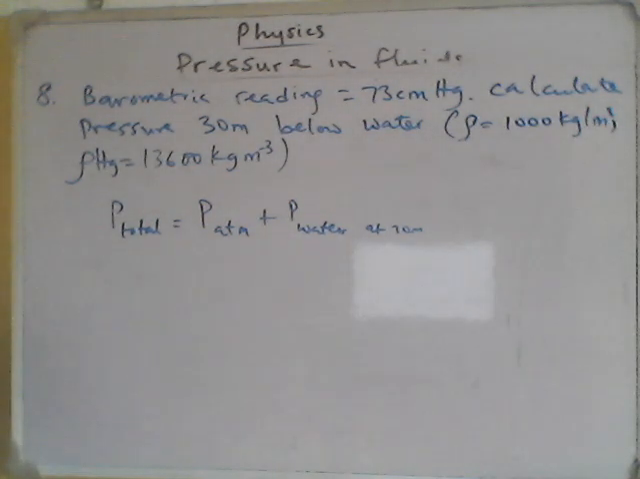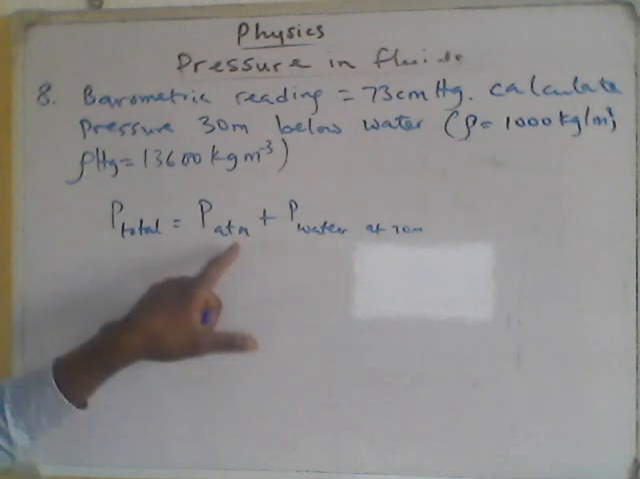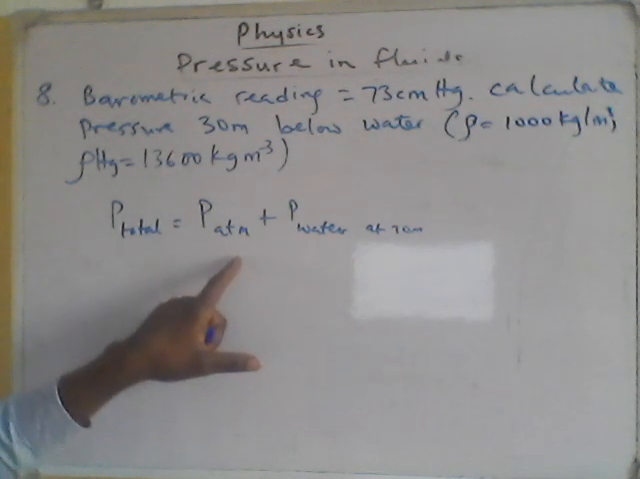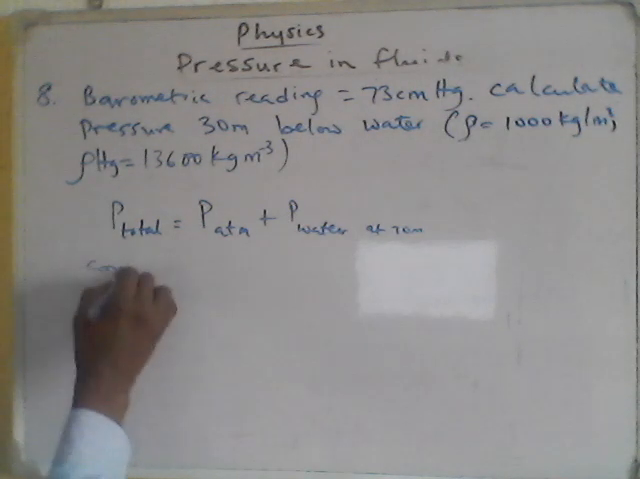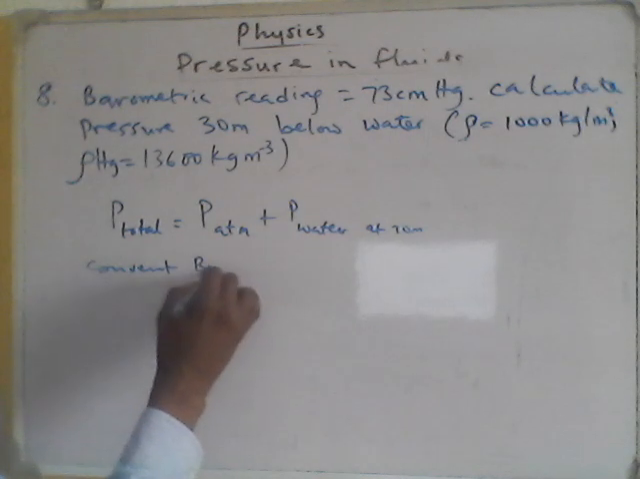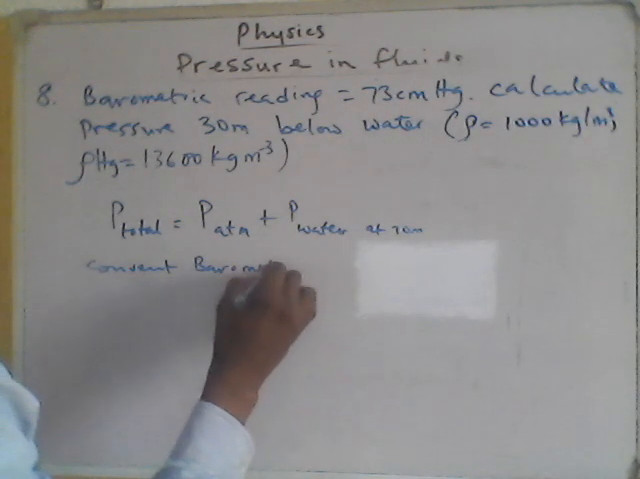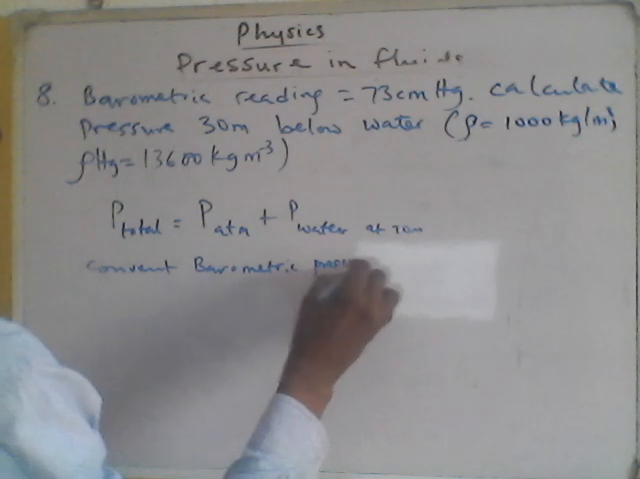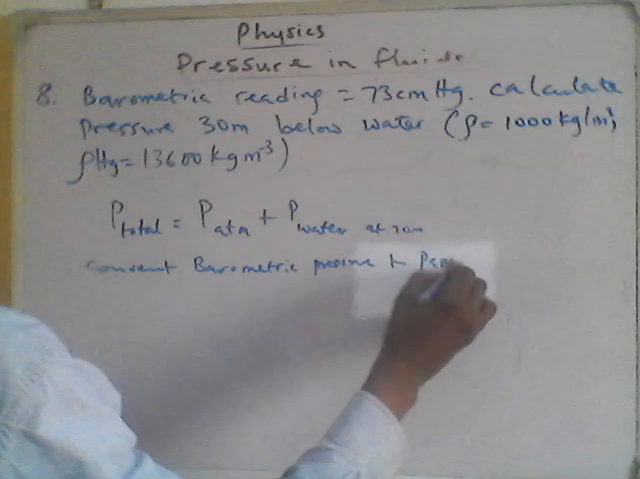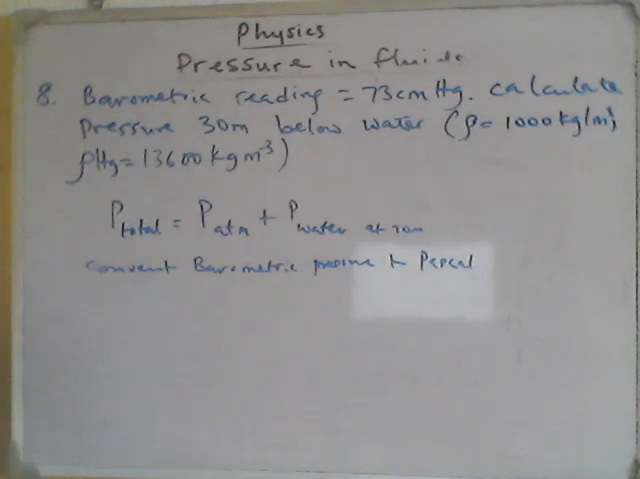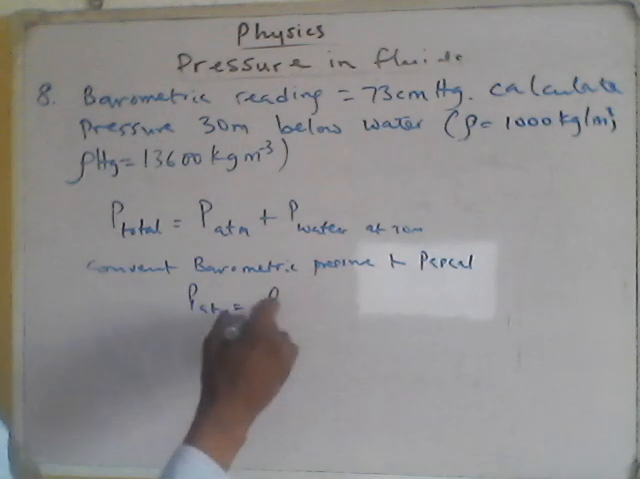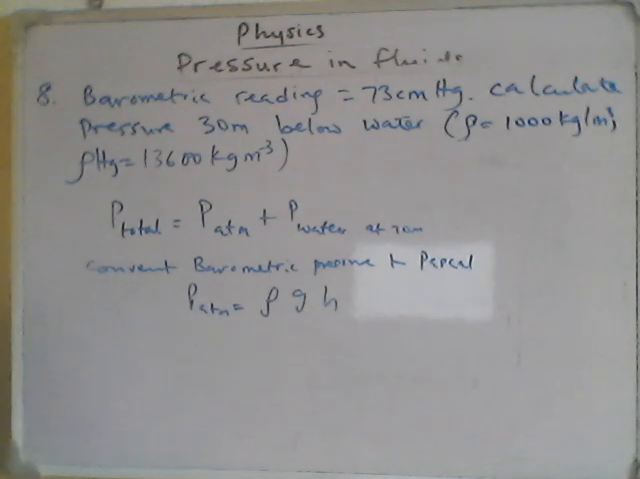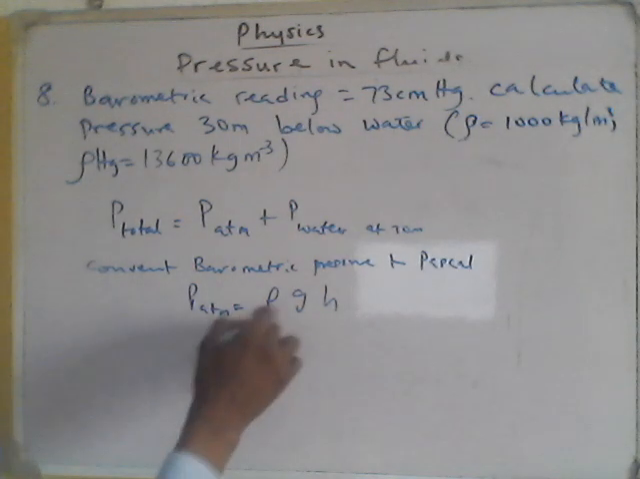So we'll now look for the atmospheric pressure. We're going to do some conversion to convert barometric pressure to Pascal. So P atmosphere is equal to density times gravity times height. I like that formula: density, gravity, height. This density is this one.